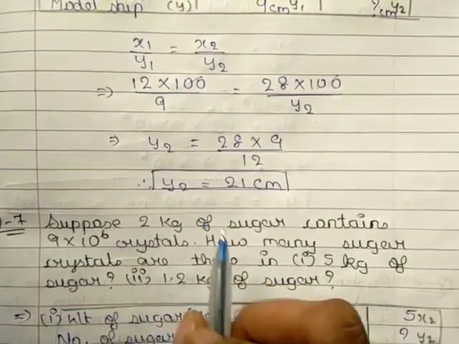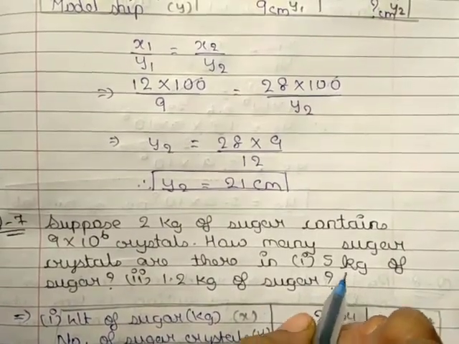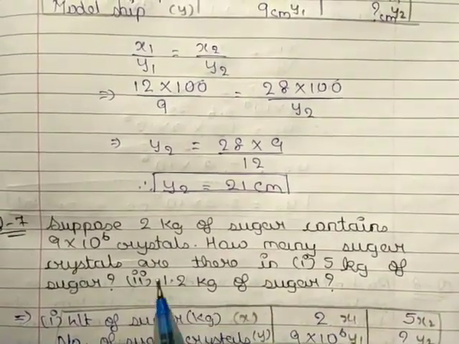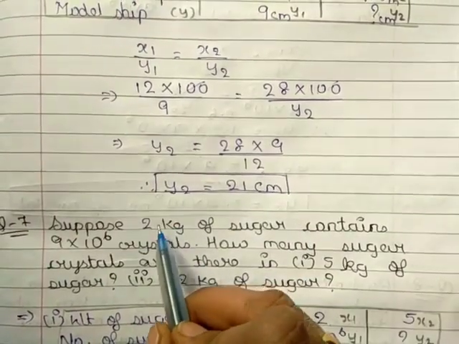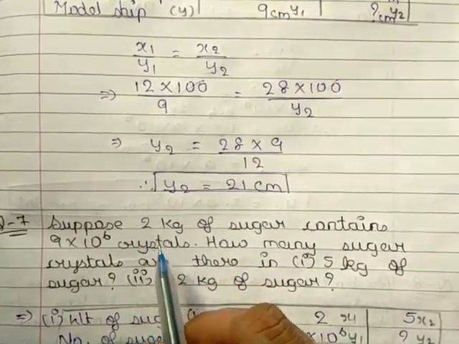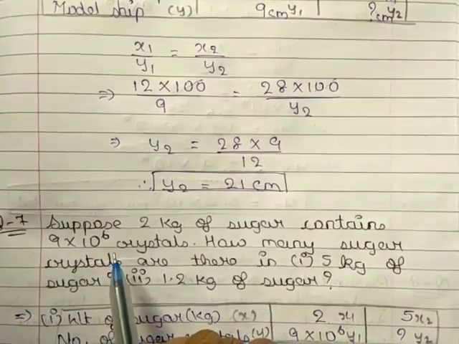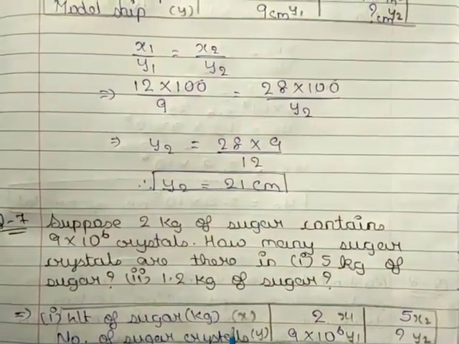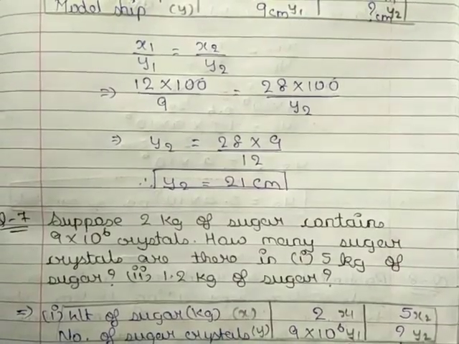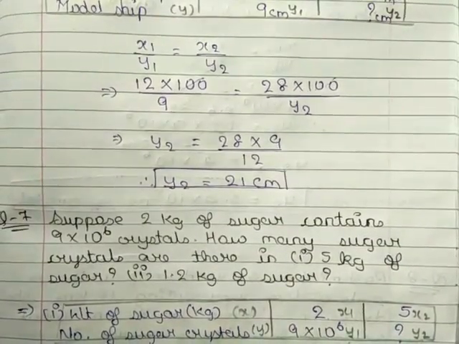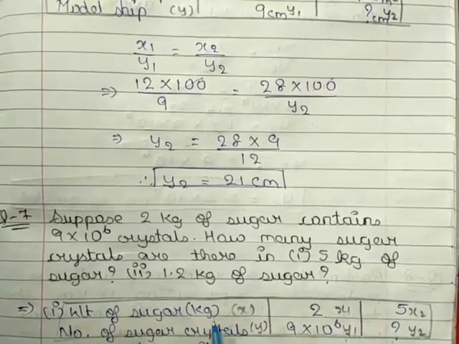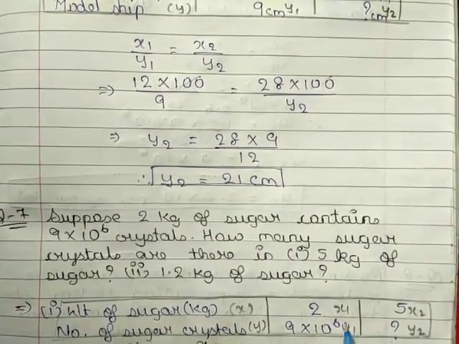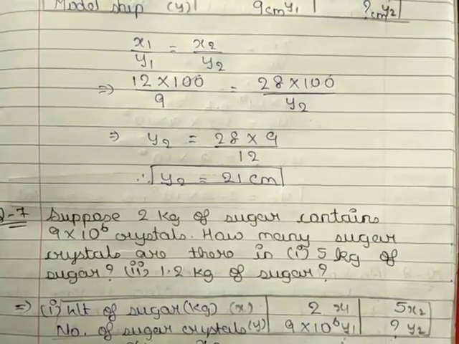So if the kg is increasing, that is, instead of 2 kg it is now 5 kg of sugar, the number of crystals will definitely increase. So one value, the number of kgs, is increasing, so the number of crystals will also increase, so it is directly proportional. Here the weight of the sugar I have taken as x, and the number of sugar crystals as y. So if the weight of the sugar is 2, the number of crystals is 9 multiplied by 10 raised to 6. This is x1, this is y1.